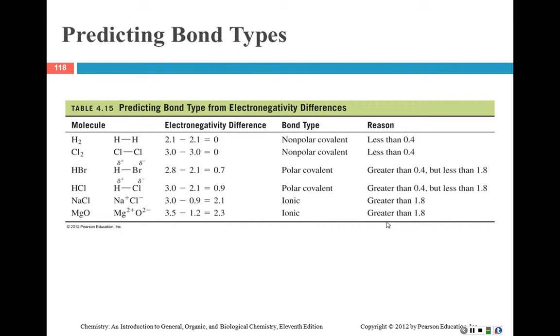And so this is just a table that's found in the textbook, which shows you these differences and lets you predict: greater than 0.4 and less than 1.8, you're going to have a polar covalent bond. If it's greater than 1.8, it will be ionic, and if it's less than 0.4, it will be nonpolar covalent. And it can kind of go either way if it's exactly 0.4, if you're wondering that. But that's beyond our realm in this class, and so you're not going to be expected to make that decision.